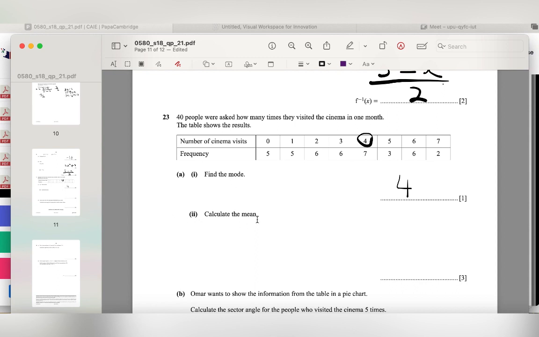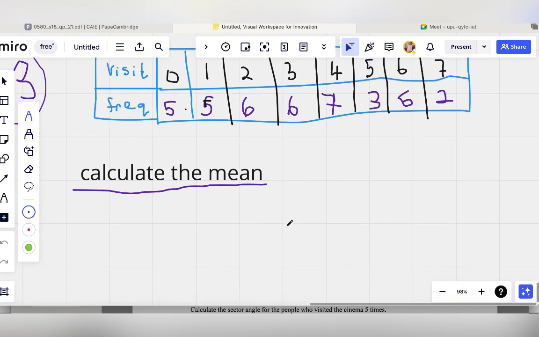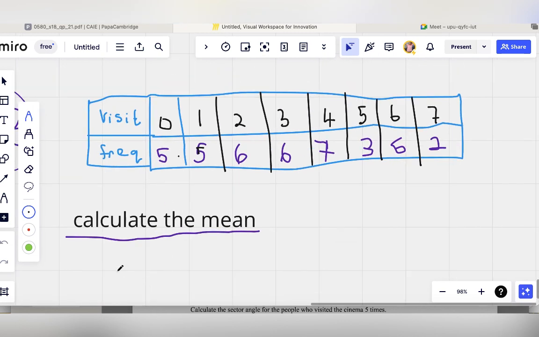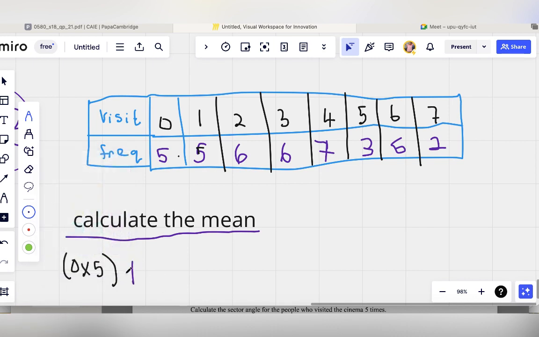The next one is to calculate the mean of the distribution. To calculate the mean, we multiply each column and then add to the next column. Meaning 0 times 5, we close the bracket. We're going to be doing column multiplication, plus 1 times 5.